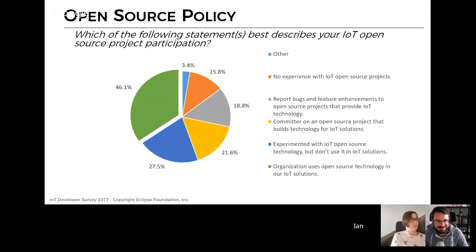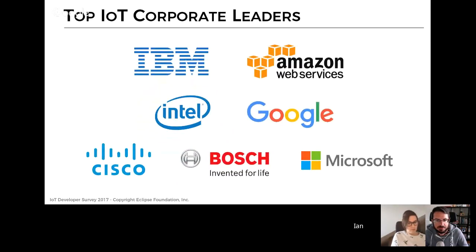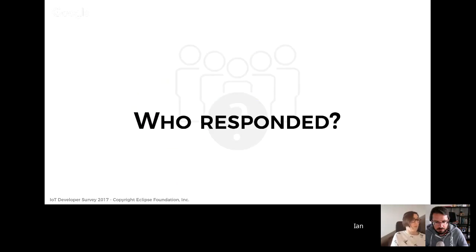Because we spend a lot of time on this, we ask an open-ended question: who are the leaders in IoT from a developer perception? I think this has been pretty consistent. These are actually in ranked order. IBM and Amazon turn up consistently near the top. Intel and Google are very influential, and then companies like Cisco, Bosch, and Microsoft are top of mind for developers. It's interesting to see.